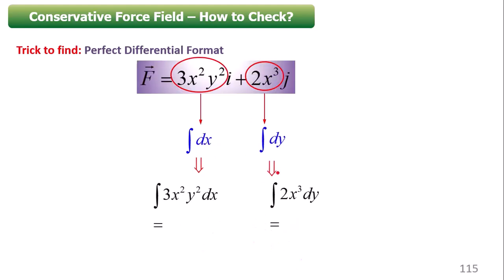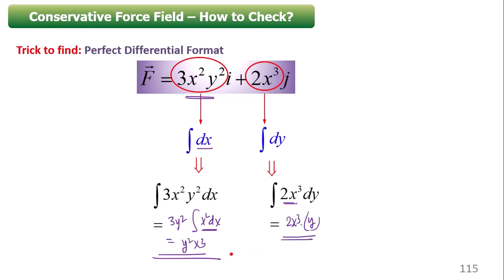Now in this situation, let us say I am writing 3x square y square, and I have to integrate with respect to x. For that, 3y square should be taken out. Integration of x square dx means x cube by 3. So y square into x cube. And here I am calculating 2x cube dy. So 2x cube will be taken out, and dy means y only. But these two are not the same. So it is not a perfect differential format. Got it? This is not a perfect differential format.